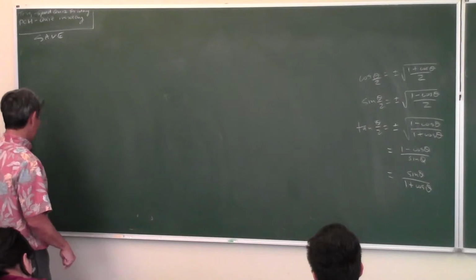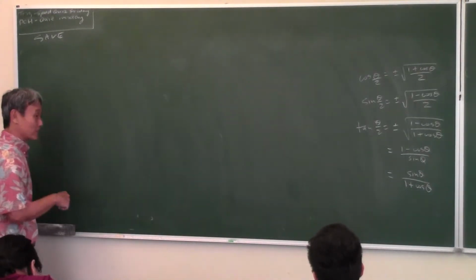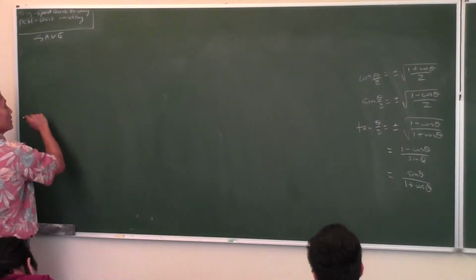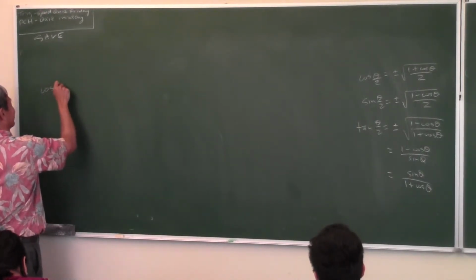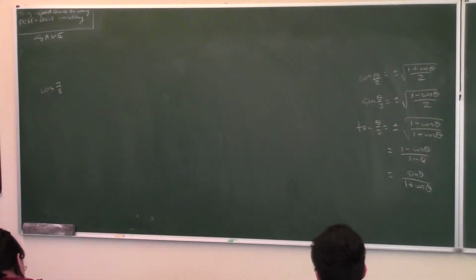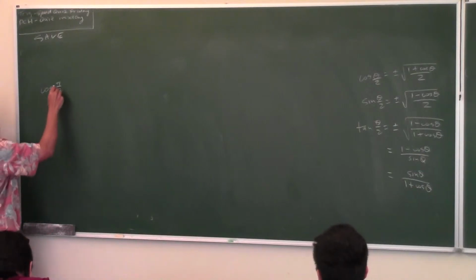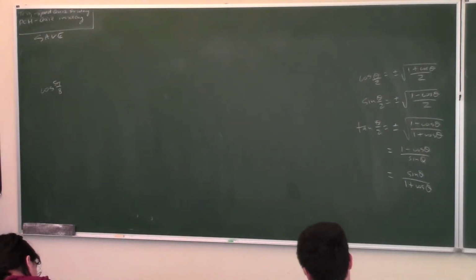Now, what kind of problems are you going to see tonight? The first problem is they're going to ask you to compute a value like this. Compute the cosine of pi over 8. Let's just start simple. You know what? I'm going to change that. Let's change it to 5 pi over 8. That'll make it more interesting.